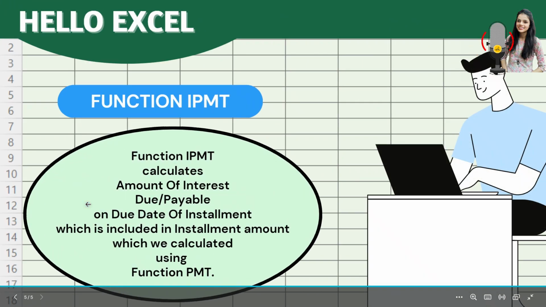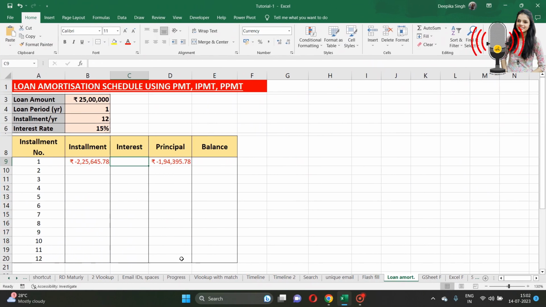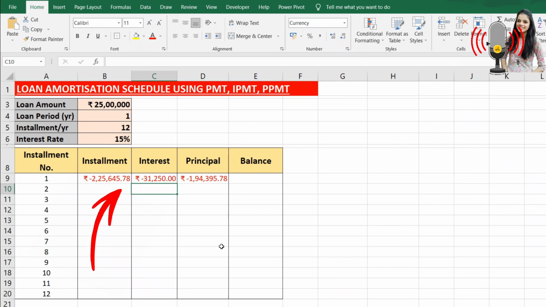Third function we require is IPMT, which calculates interest due and payable on the used loan amount, which is included in the installment amount. In our example, it would be IPMT bracket open, rate divided by 12, then PER for the installment number, NPER would be 12 and the present value would be 25 lakh. Bracket close, enter. Here you have installment, interest and principal.